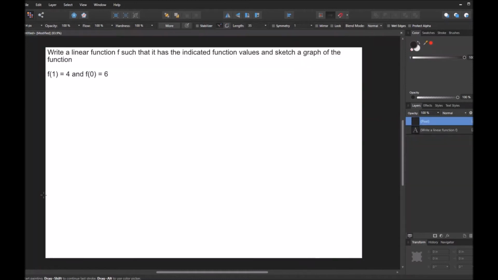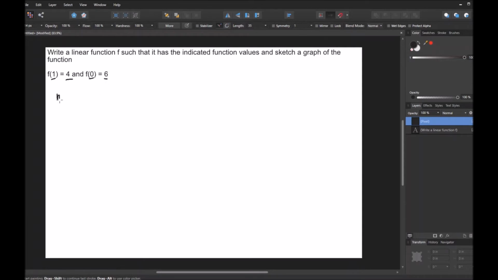Okay, so in this first question we're asked to write a linear function f such that it has the indicated function values, and then to sketch a graph of the function. So we're given f of 1 equals 4 and f of 0 equals 6. So right away I know that we can find the slope because we're given an x1 and an x2 and a y1 and a y2.